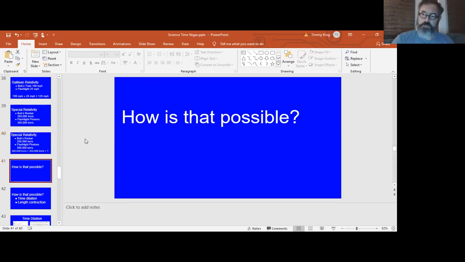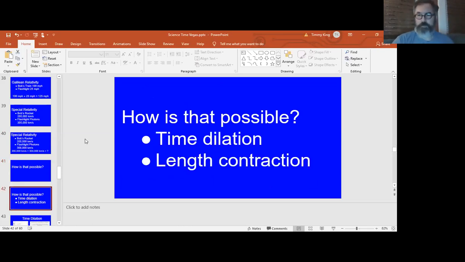So the question is, how is that even possible? How can these two people see the same speed for the light when one of them is actually traveling in the same direction as the light, but he's measuring it the exact same way? There are two answers to that. And it wasn't spelled out in Einstein's paper on special relativity, but as soon as his paper came out, people said, well, this must be true. The answer is time dilation and length contraction.